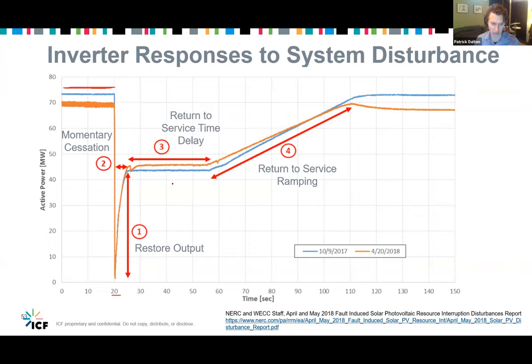So they're sensing the grid conditions. Do I have normal voltage and frequency? Yes, I do. Okay, after a set delay, let's start ramping up. So this is how modern systems with the restore output, combined with legacy systems with this delay, might operate. We expect to see a variety of responses, but this captures the two main ones that we might expect to see for a bulk system event.